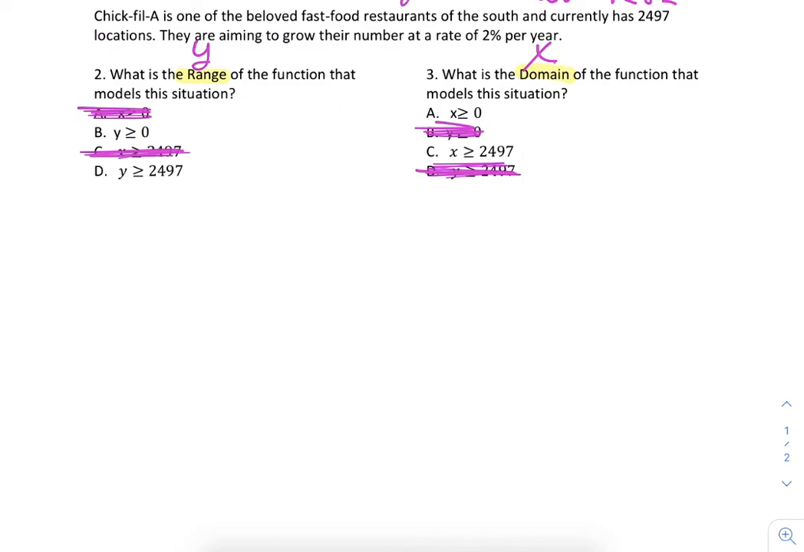Here's how you're going to decide that. Whatever the situation is, set up kind of like a graph and label your axes. So here's my x-axis, here's my y-axis. We learned in Unit 10 that x is always time. So if I look back in my question, they're aiming to grow the number at a rate of 2% per year. So my time is measured in years. Okay.